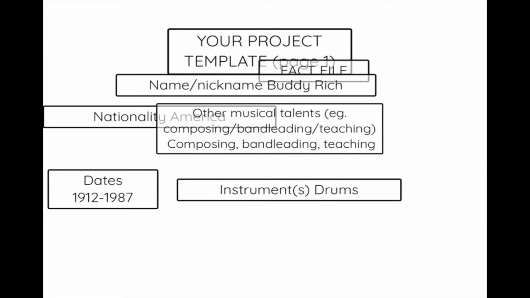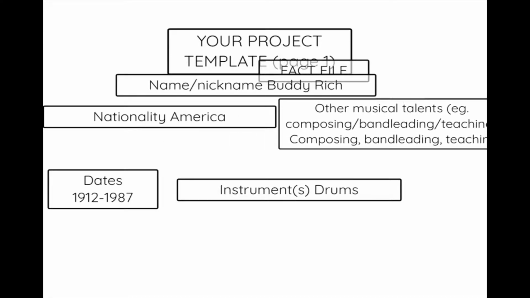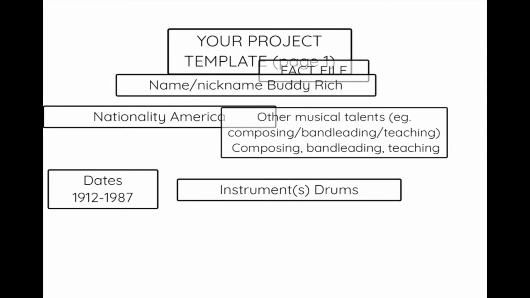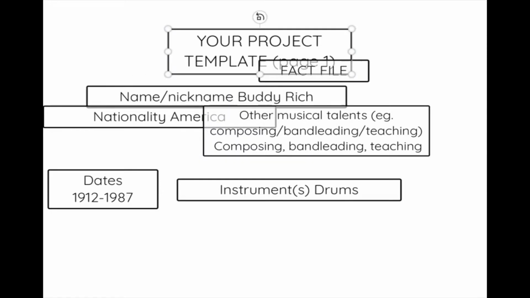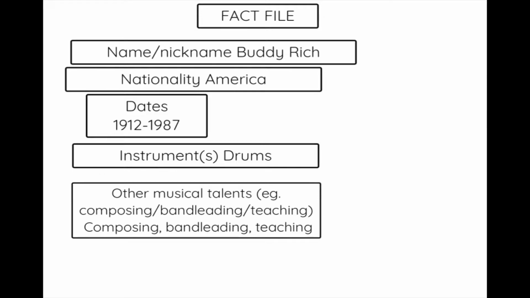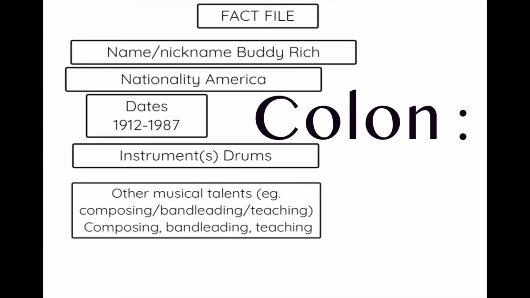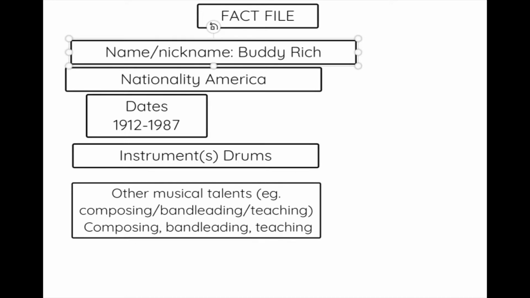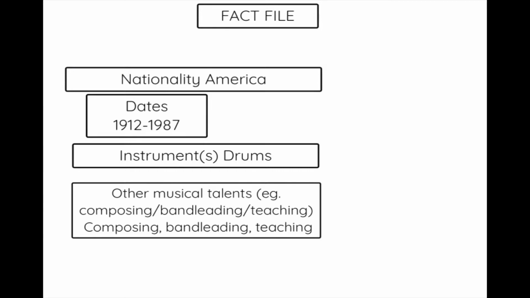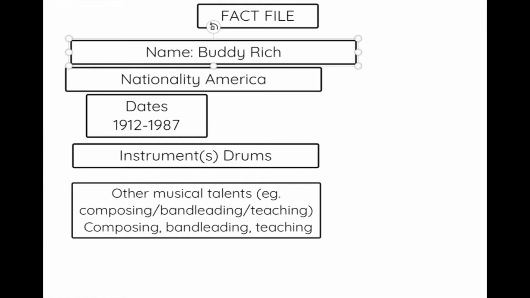Oh dear, there are boxes which are overlapping, meaning that I can't see what they say. So I need to get them in a nice order again. Again, that shouldn't be there. Now, also I haven't put colons in between name or nickname and the actual name, because otherwise it doesn't make sense. Or you can do a new text box next to it. So name Buddy Rich, and that isn't his nickname, that's just his name. So I delete nickname because it doesn't apply.